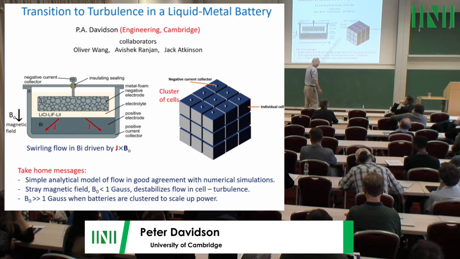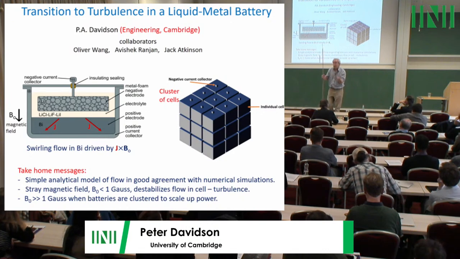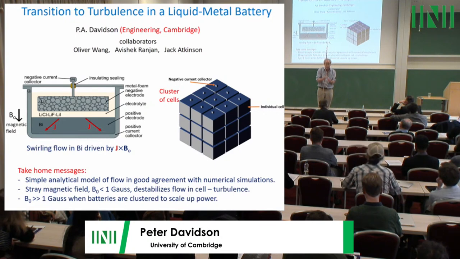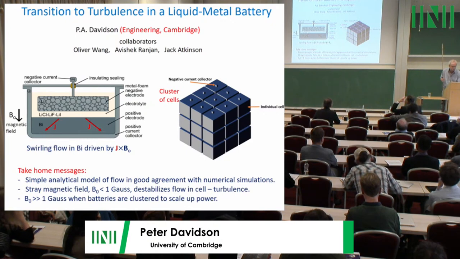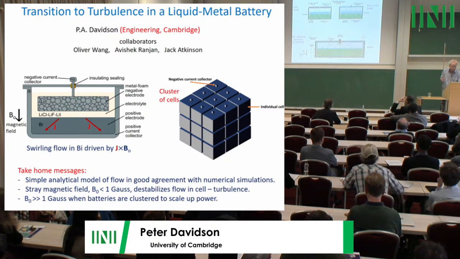So each battery in this cluster might have 100 amps passing through it, and we're connecting them all together somehow. Each connection is creating a magnetic field, and it's hard to believe that you'll get much in excess of 2, 3, 4, 5, 10 gauss. So the question then is, what does that do to the motion in a single battery? Of course, some motion is good because you want mixing, but too much is problematic. Okay, so that's the plan.